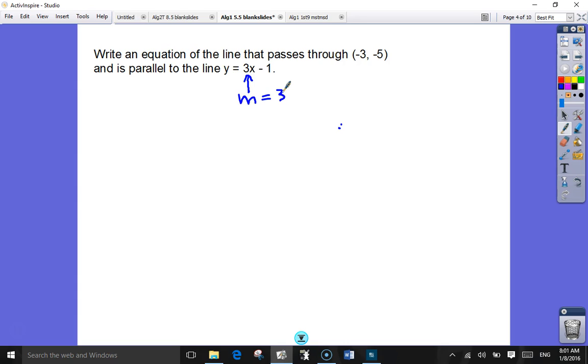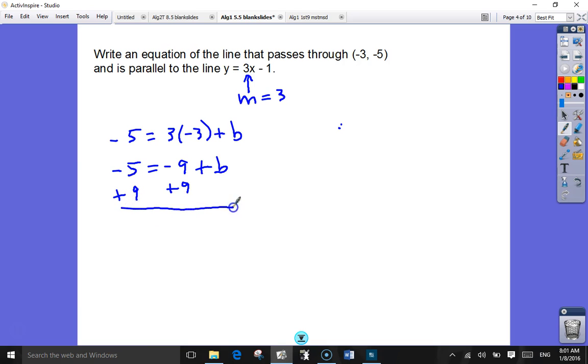Slope intercept, right? If I do slope intercept, then the point is (-3, -5). So -5 equals 3 times -3 plus b. And -5 equals -9 plus b. Add 9, add 9. 4 equals b. So here's our equation: y equals 3x plus 4.